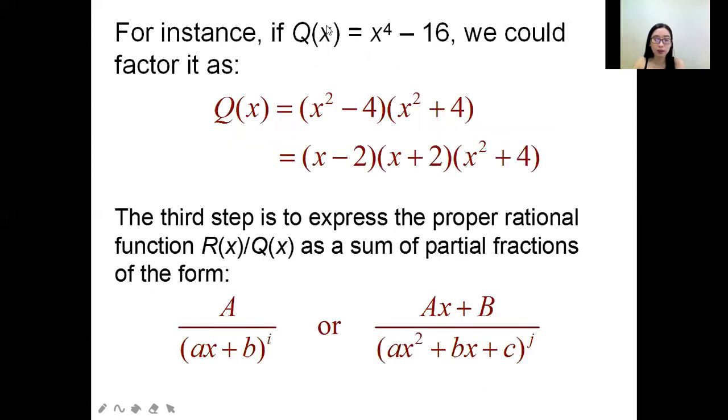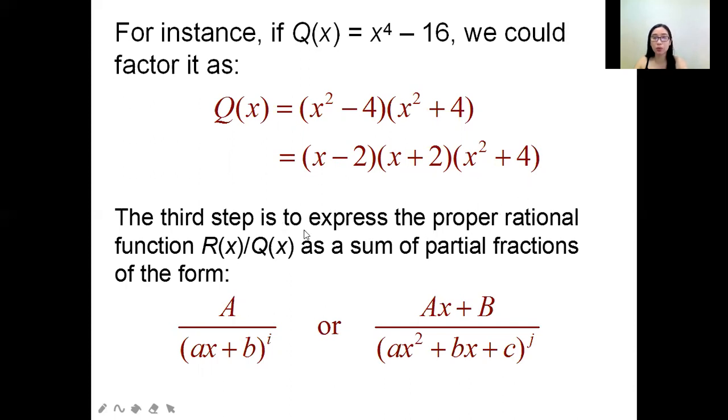So for instance, if q of x is equal to x to the 4th minus 16, we could factor it as q of x is equal to x squared minus 4 times x squared plus 4. So siguro medyo familiar naman kayo ani nga factorization. So we can further factor x squared minus 4, right? So we have x minus 2 times x plus 2 times x squared plus 4.